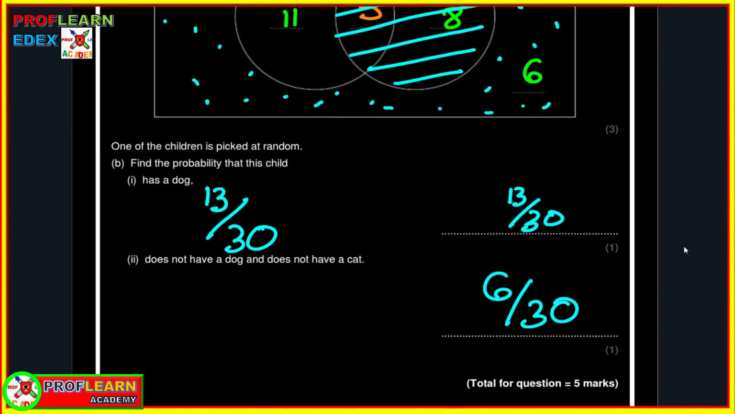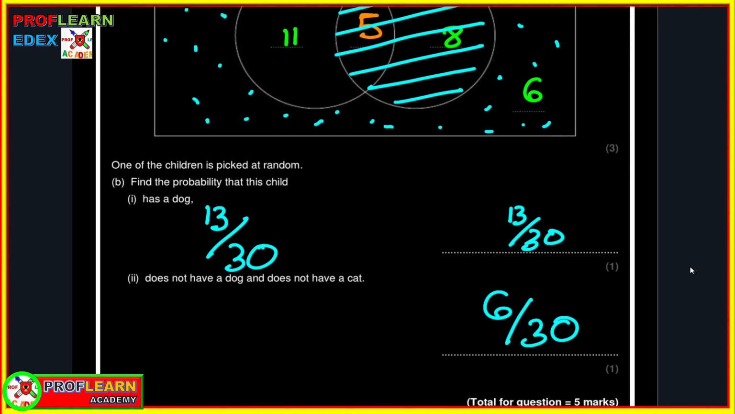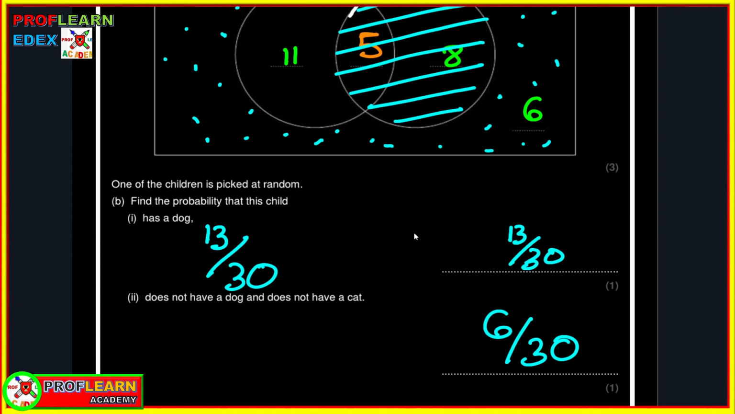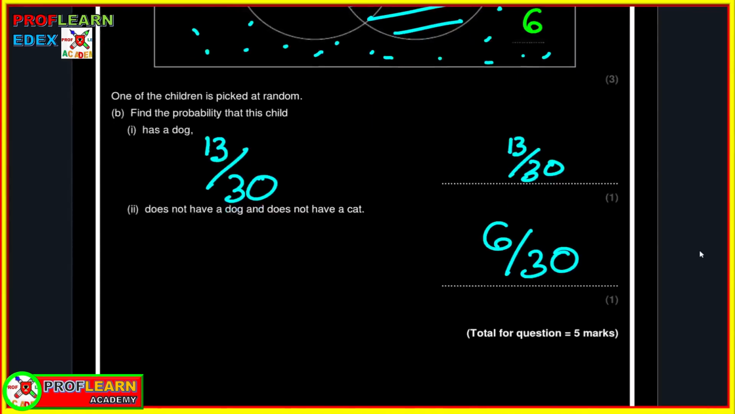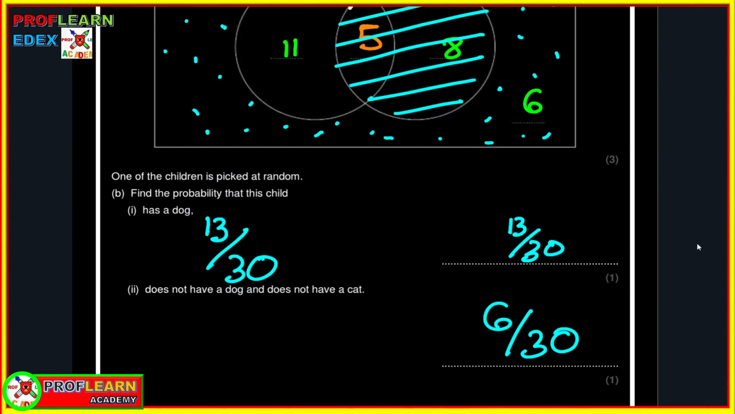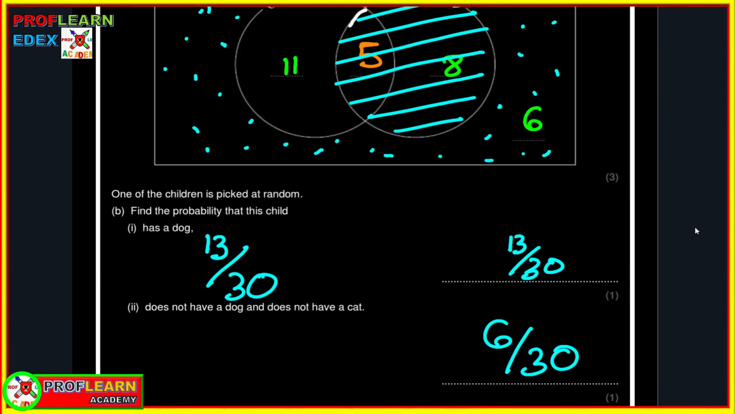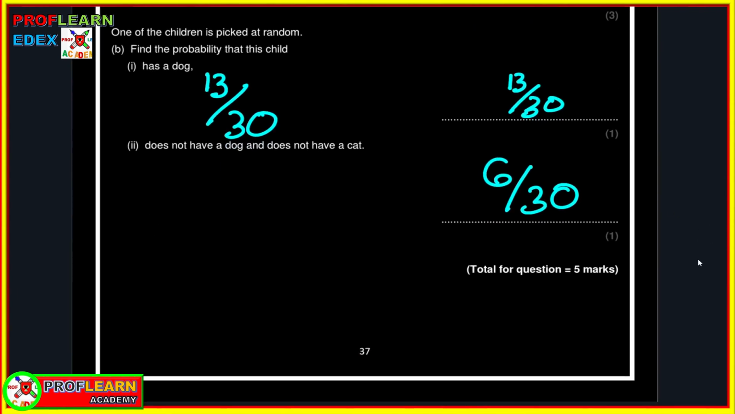So then you would expect to answer questions to do with probability from Venn diagrams. Suppose you are given a question like that, and you are told to find the probability that the child has a dog. You are going to go in this region where I've just drawn straight lines, add them, and you get 13/30. And for does not have a dog or a cat, it is going to be this group that is outside here, and that's going to be 6/30.